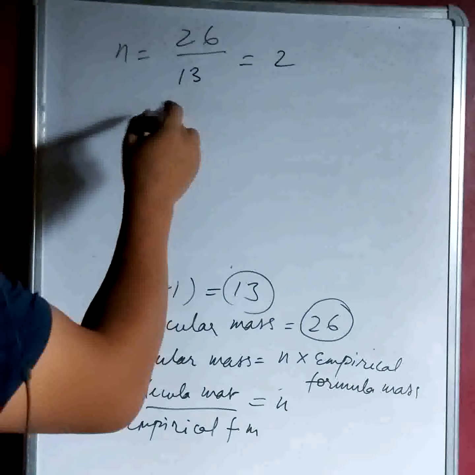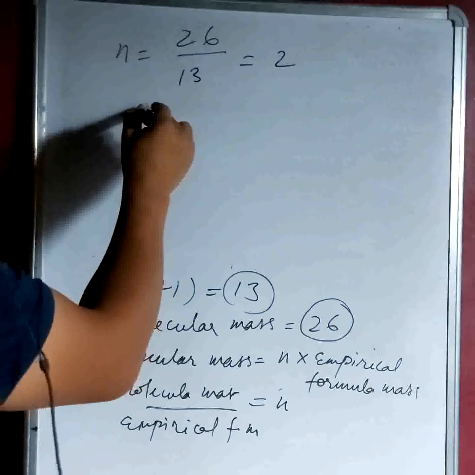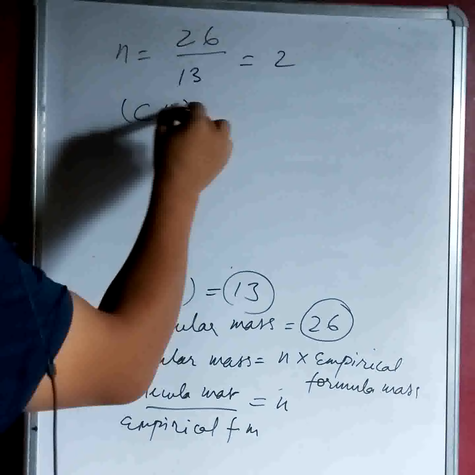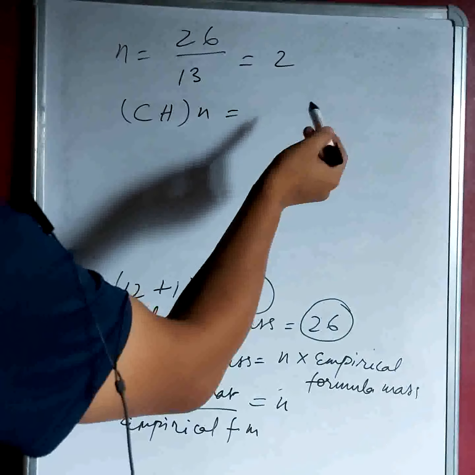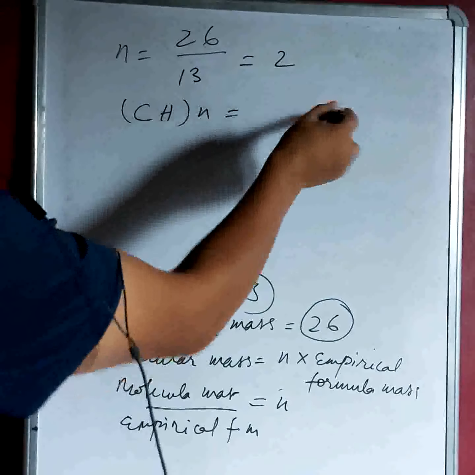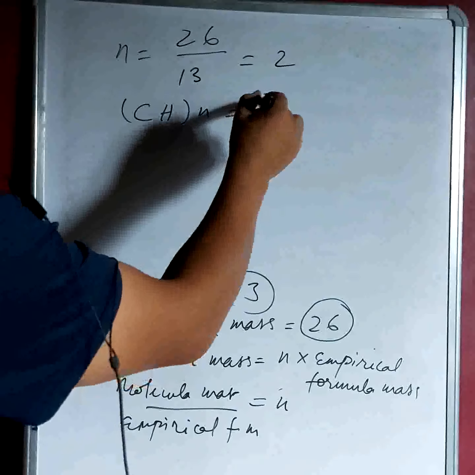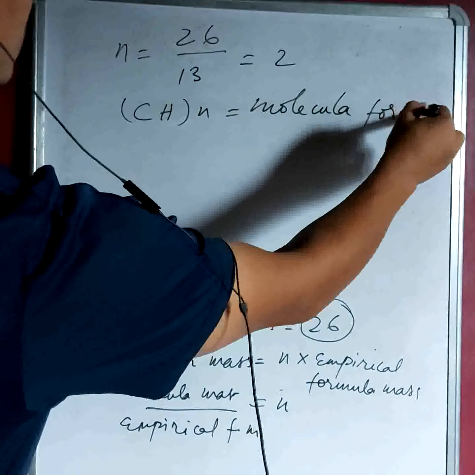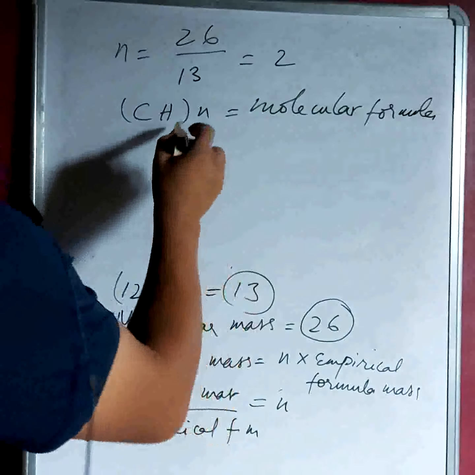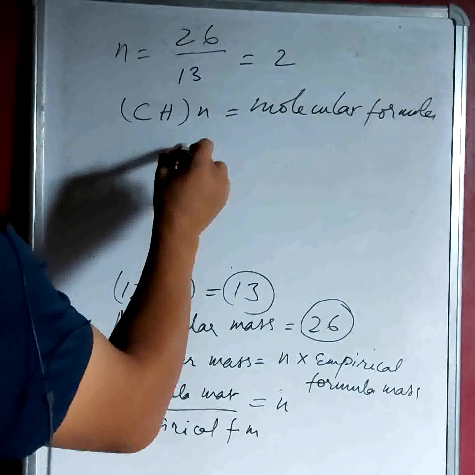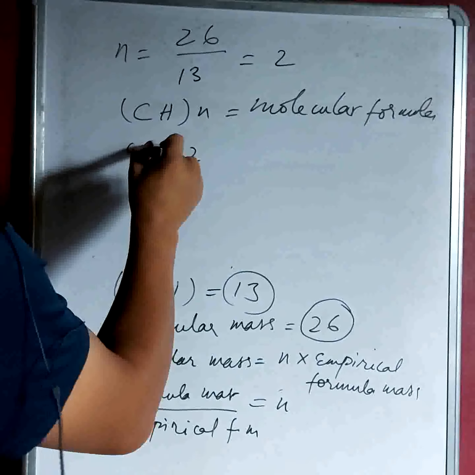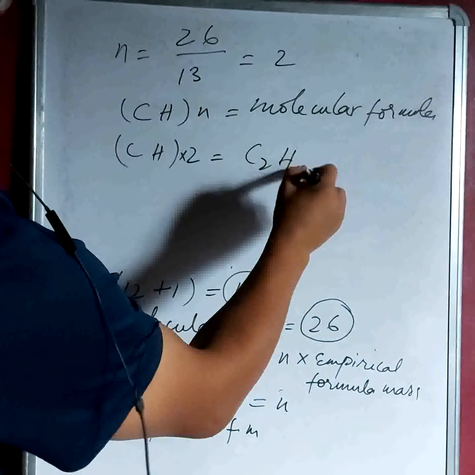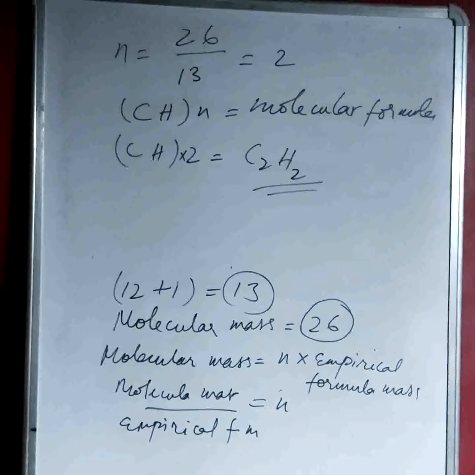So for acetylene, we know that the empirical formula is CH, so we just have to multiply it with n to get our molecular formula. Since this n is 2, CH into 2, we get C2H2. So this is the molecular formula of acetylene.